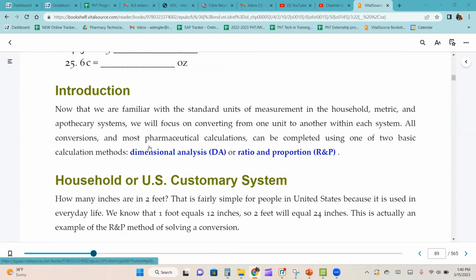Now that we are familiar with the standard units of measurement in the household, metric, and apothecary systems, we will focus on converting from one unit to another within each system. All conversions and most pharmaceutical calculations can be completed using one of two basic calculation methods: dimensional analysis or ratio and proportion.